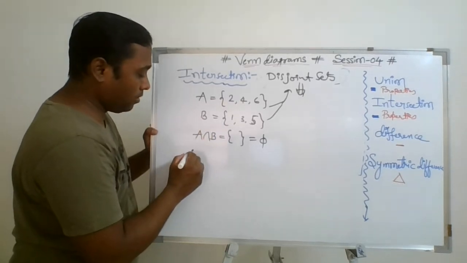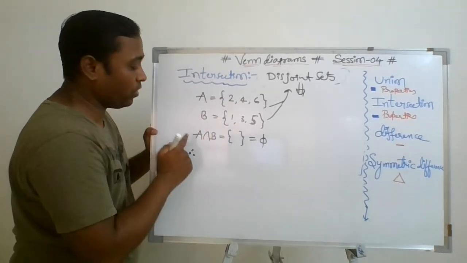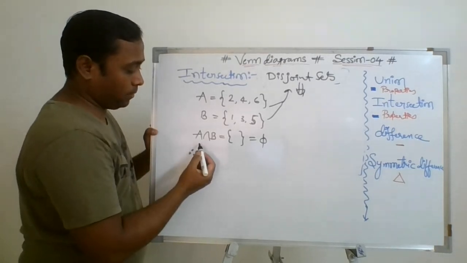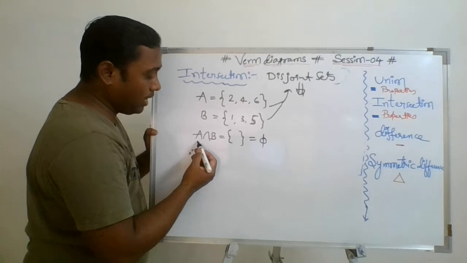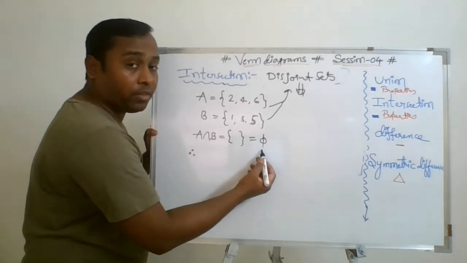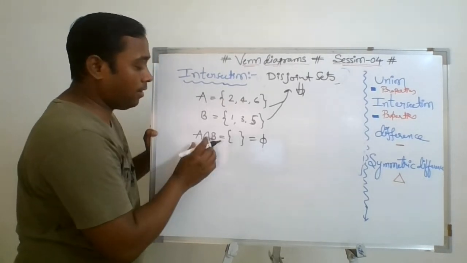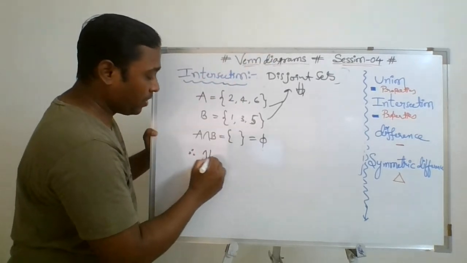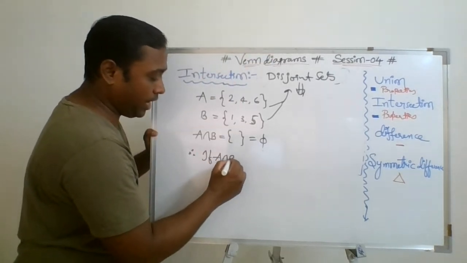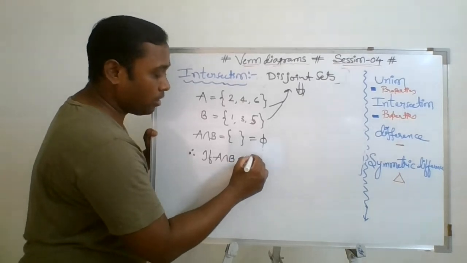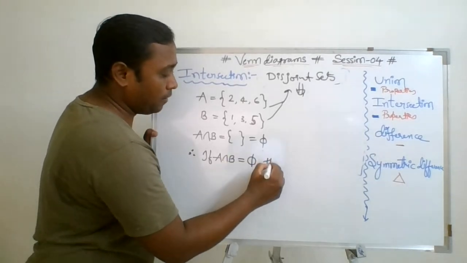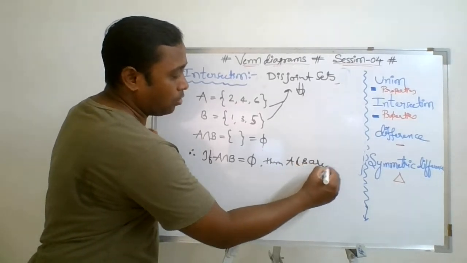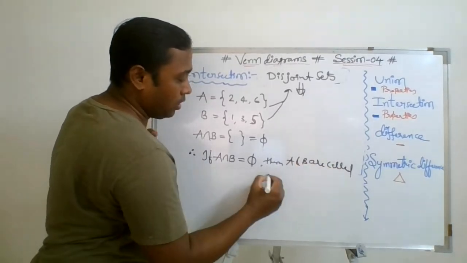So, how can I define disjoint sets with the help of the intersection symbol? If any two sets give, like A intersection B gives the null set phi, then the given two sets are called disjoint sets. What I am saying? If the intersection of any two sets gives phi, then A and B are called what?